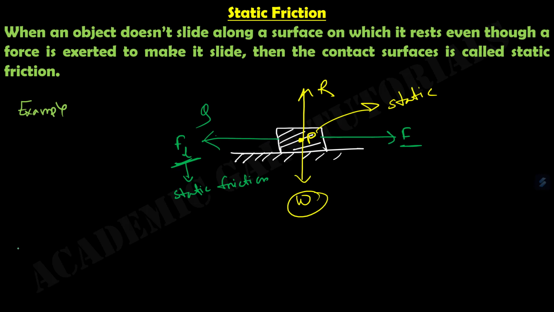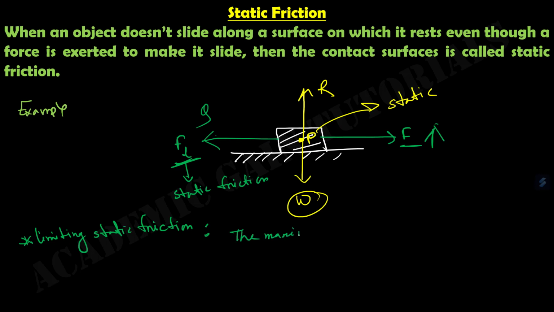Now there is a term known as limiting static friction. So what does limiting static friction mean? Now if we increase the force F slowly, then at a particular magnitude of force, the block tends to move. So if I increase the force F, after some time this block will move. So the maximum value of the static friction is called the limiting static friction.